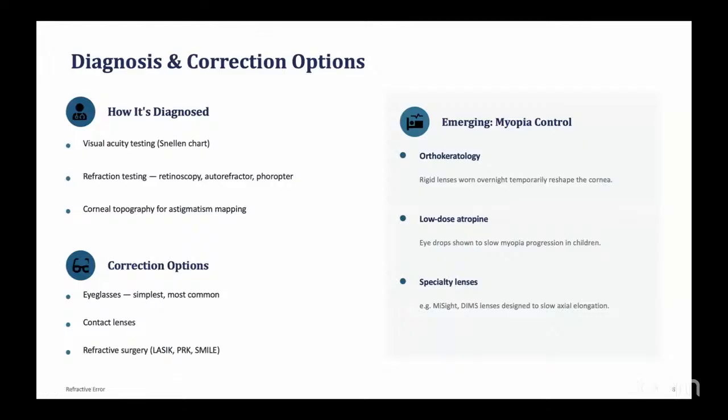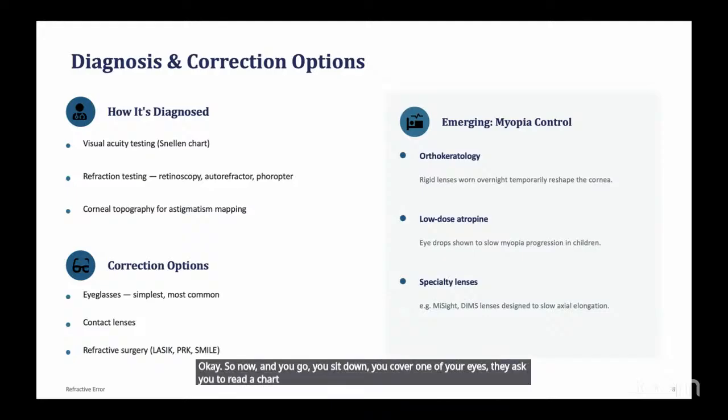Okay, so how is it diagnosed and corrected? So the simplest thing we can do at the facility is what we call the visual acuity test. Okay, so that one, you go, you sit down, they cover one of your eyes, they ask you to read a chart which has the numbers or letters progressively decreasing in size. By each line, it decreases slightly in size.